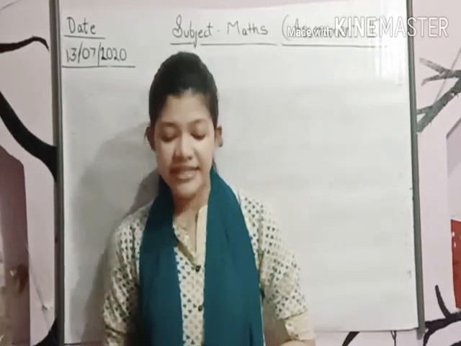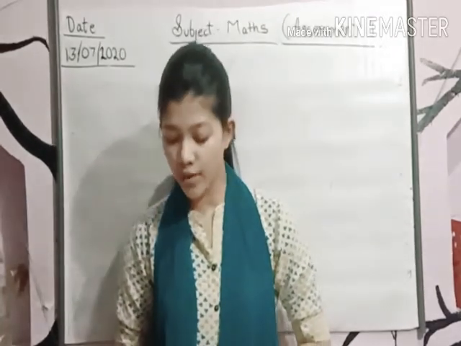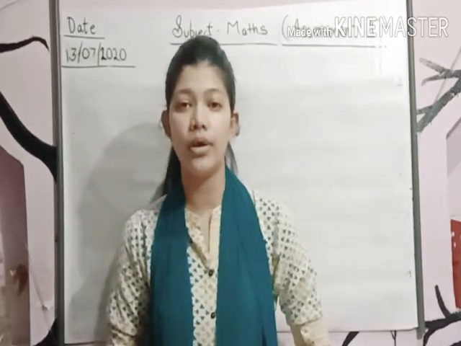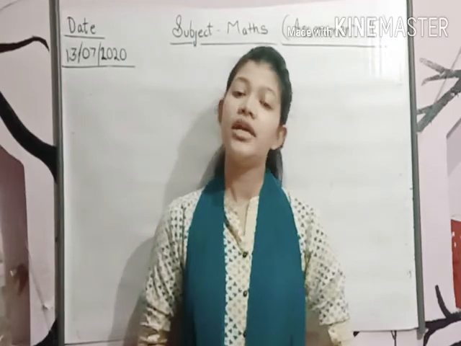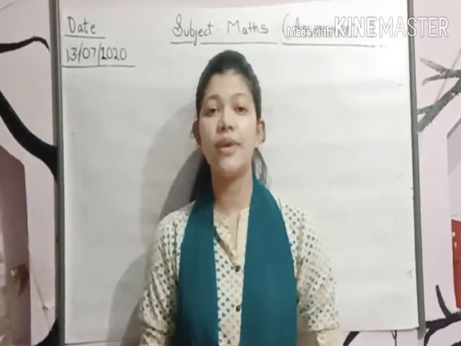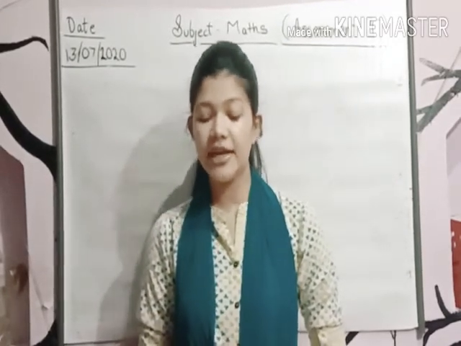Okay, so let's start from exercise 6D that is given on page number 82. Please open that exercise in your maths book. Open it. Now let's start with the first one. Using the multiplication tables, find each product.